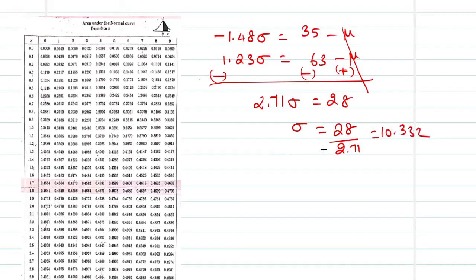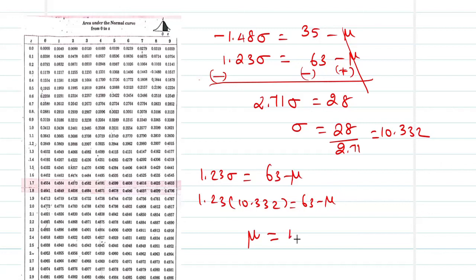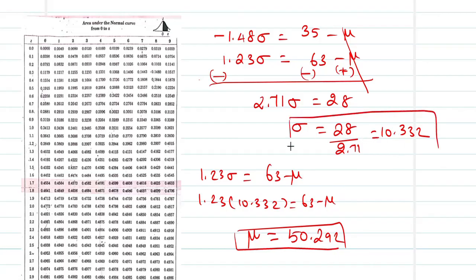Now where will you have to put your sigma back? In any one of these equations. So 1.23 sigma will be equal to 63 minus mu. Put your sigma over here, 1.23 into 10.332 equal to 63 minus mu. Take your mu to the opposite side. So what will be your mu? Mu will be 50.292. So we have estimated the value of the mean and the standard deviation for the data which has been given to us.